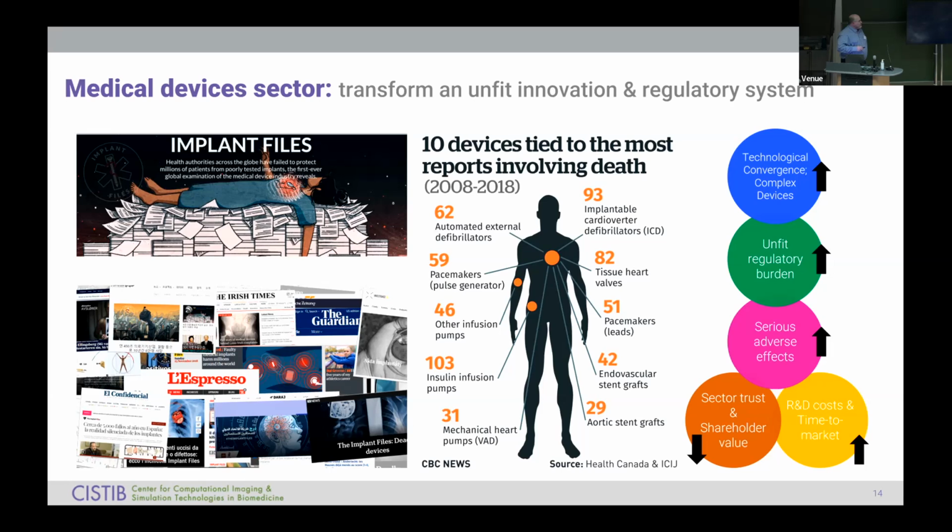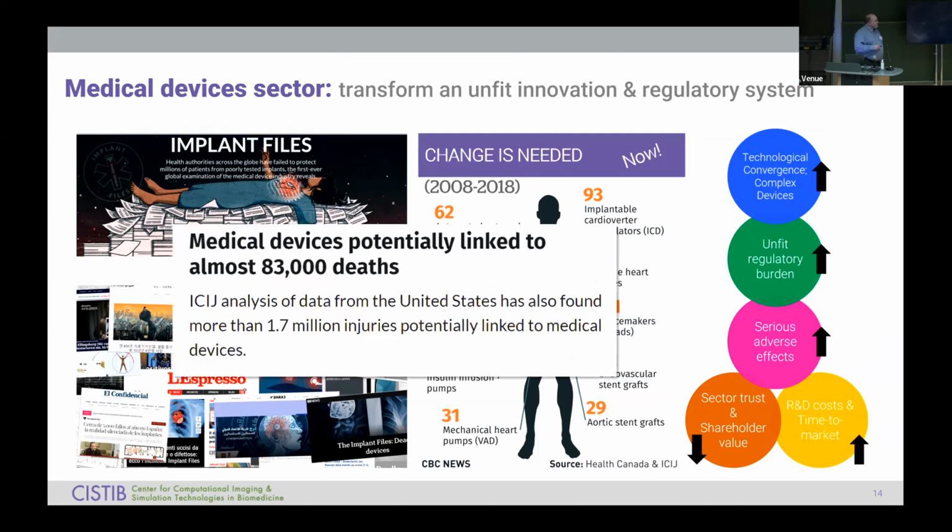A few years ago, a group of investigative journalists published a report called the Implant Files that demonstrated that over the previous 10 years, 2008 to 2018, about 83,000 people died because of devices that malfunctioned despite having gone through FDA and CE marking and all of the regulatory process. And about 1.7 million, in the US alone, had serious adverse effects.